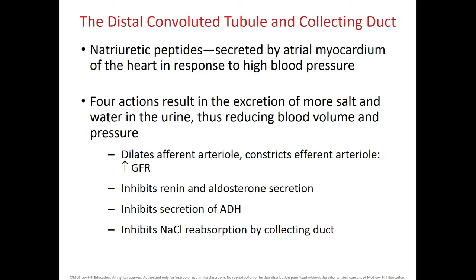So what is going to be the result of this is that you will dilate the afferent arteriole, and then you will constrict your efferent arteriole. That will increase your glomerular filtration rate, or GFR, so you will filtrate more, and that will inhibit the secretion of renin, which is going to increase the blood pressure, so you will prevent blood pressure from going up. And then you prevent also the secretion of aldosterone. So you won't reabsorb sodium. And then you will inhibit the secretion of a hormone that is called ADH or antidiuretic hormone. So you will again prevent retaining urine. And then you will inhibit the sodium chloride reabsorption by the collecting duct.